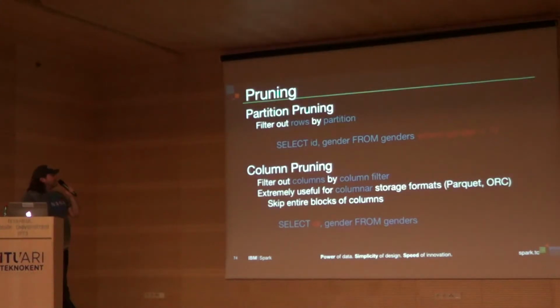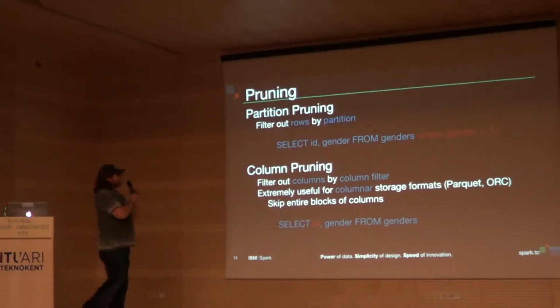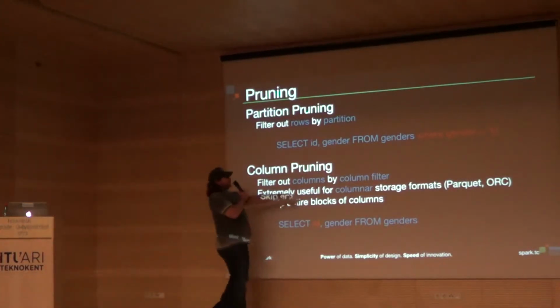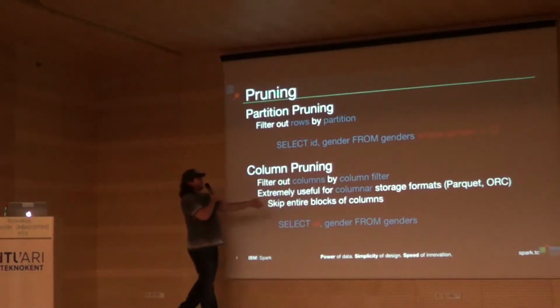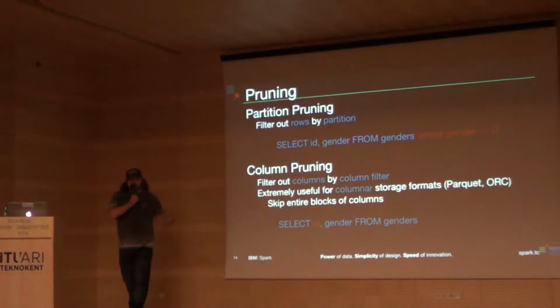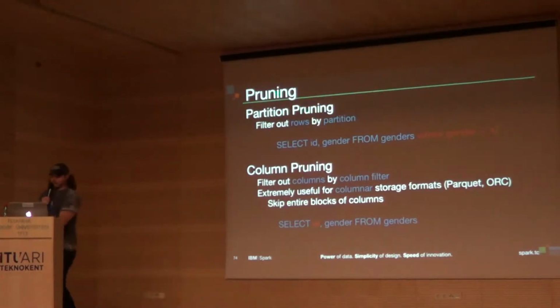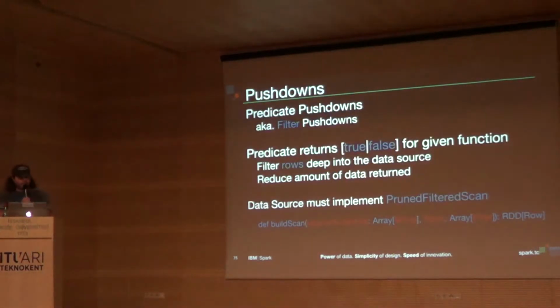Column pruning is a fancy way of saying just figure out which columns to return. This is made possible by these columnar storage formats, so we can actually skip over entire chunks of files because we know that they don't contain the particular column we're looking for. Predicate pushdowns are a fancy way of saying filter. With pushdowns, you filter rows, and you want to go as deep into the source as possible.